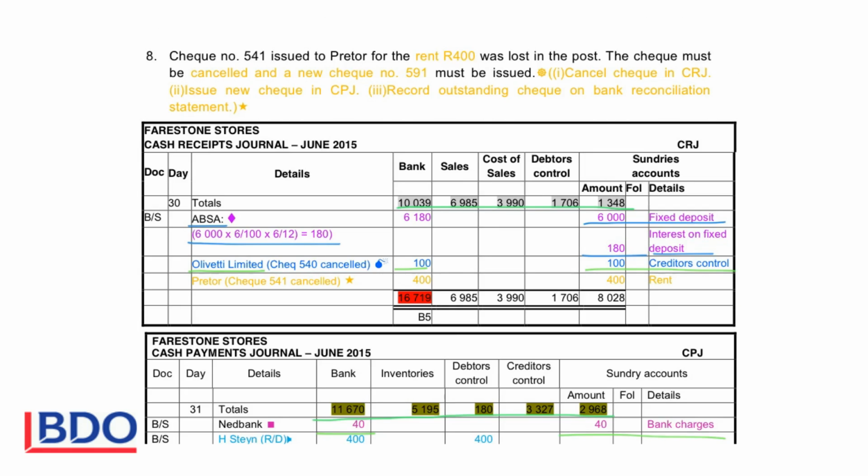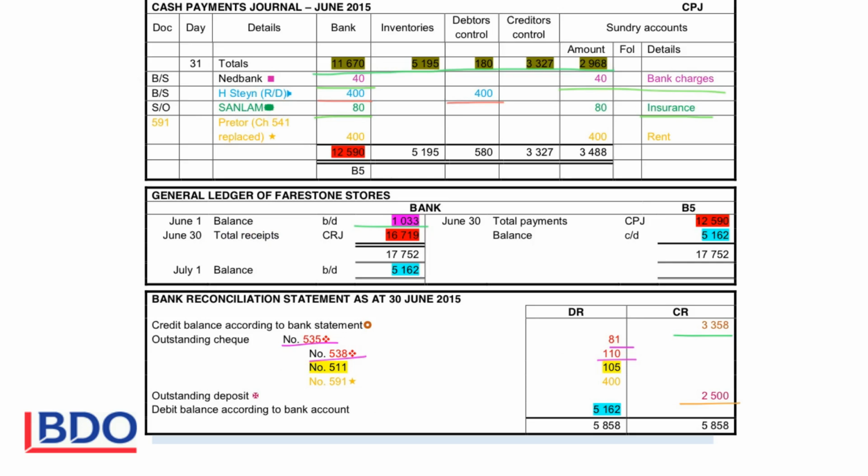Check number 541 was issued to Prieto for 400 Rand and was lost in the post. We will have to complete 3 entries for this. The first one is to cancel the check in the cash receipts journal. So we will show that the check is cancelled and that we owe the rent again. Secondly, we will issue a new check to pay Prieto that will be recorded in the cash payments journal. In the cash payments journal, my second entry will be to show that we issued a new check again.